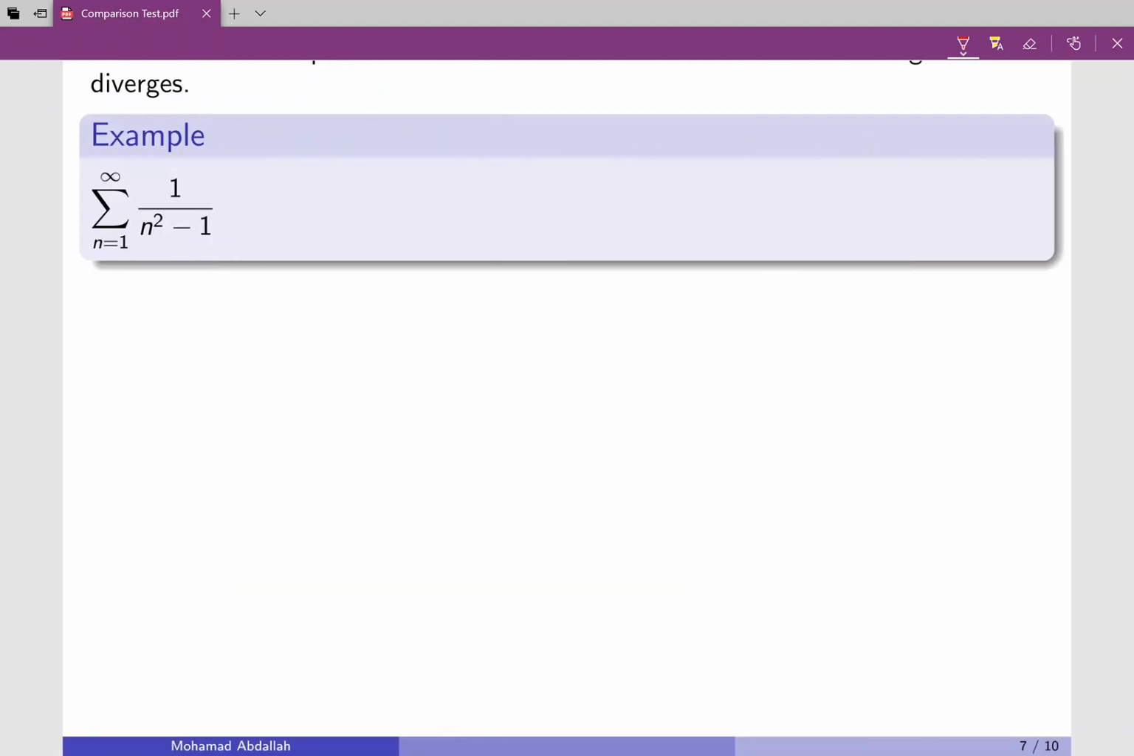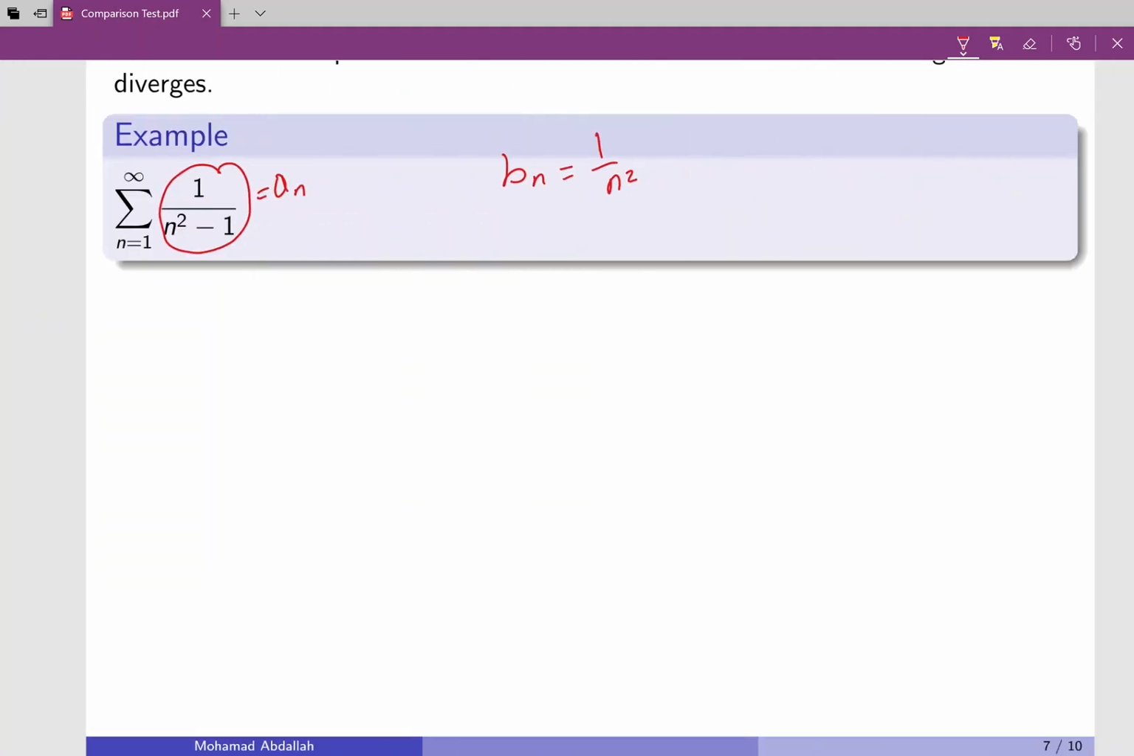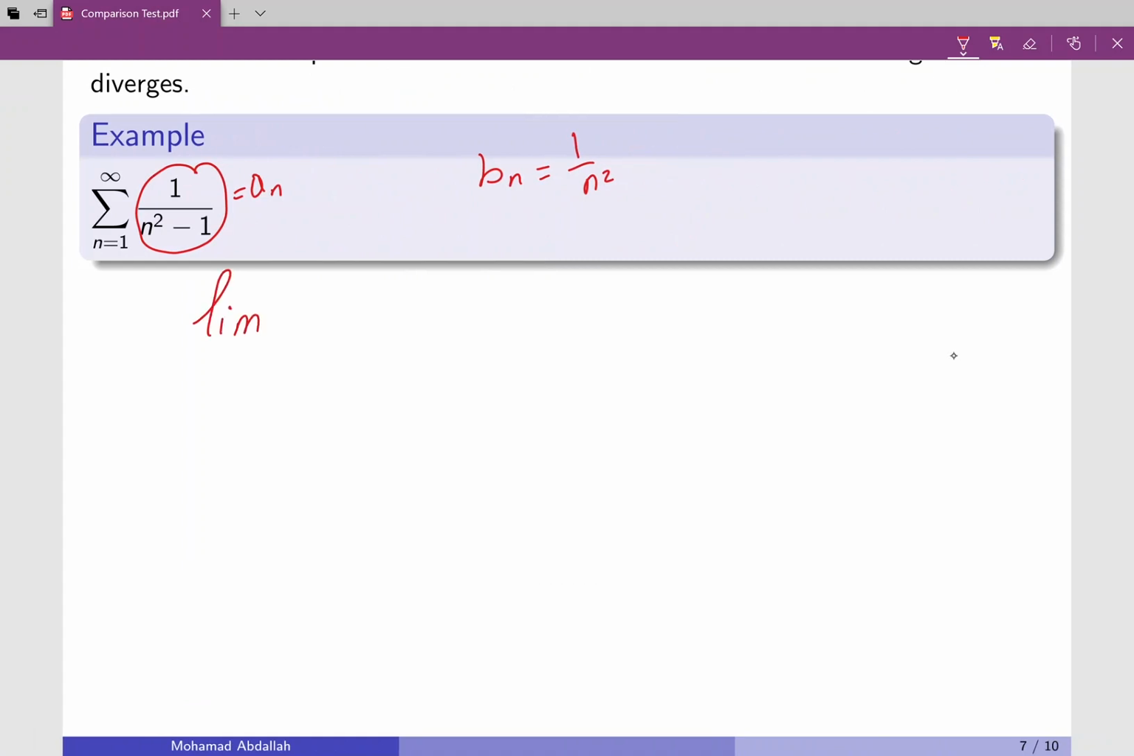So before going further, let's try now to do this problem. So this is an. I'm going to compare it to bn equal 1 over n squared, but I'm not going to use the comparison test. I'm going to use the limit comparison test. So let's see here what we do. We're going to take the limit of an over bn. If it's equal to L, then the two series will be the same. So let's find this limit of a sub n over b sub n when n goes to infinity.